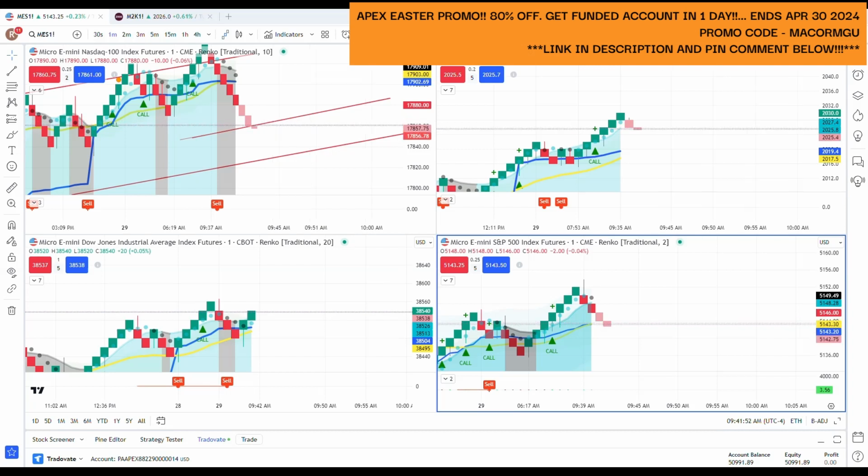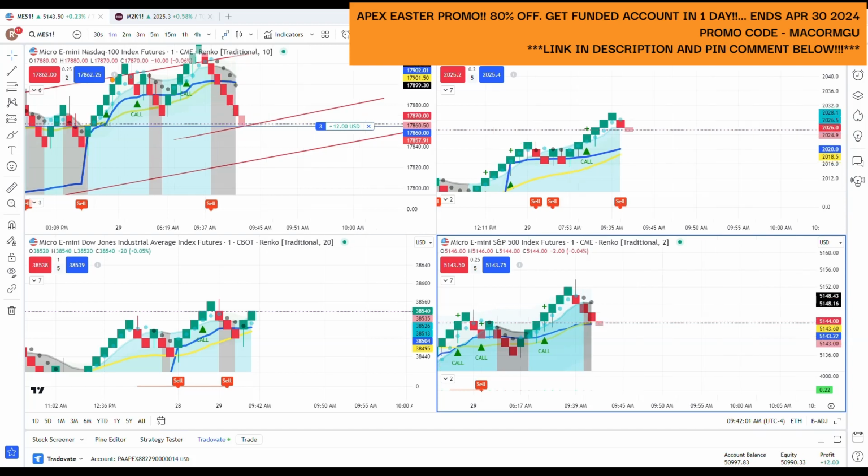It's a new week. We're basically at the end of April. We're going to begin May very soon. Spring is really booming in the air, and hopefully your trades are booming as well.